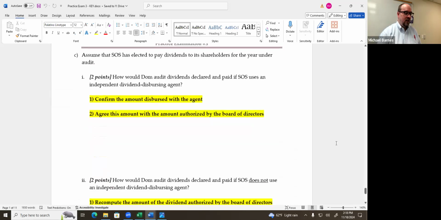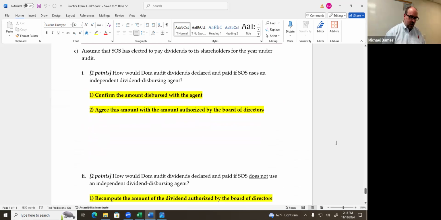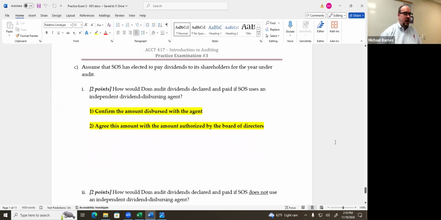All right, last question here. This is actually what I was talking about earlier. Assume that SOS has elected to pay dividends to its shareholders for the year under audit. How would the auditor audit dividends declared if SOS used an independent dividend dispersing agent? To clarify again, the wording on this is not as important as understanding the assertions that are being tested in this area. So confirm the amount dispersed with the agent.